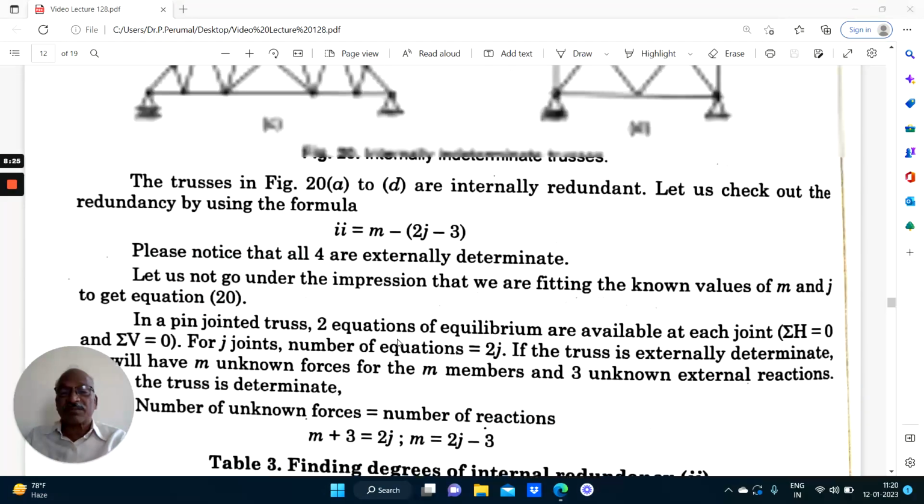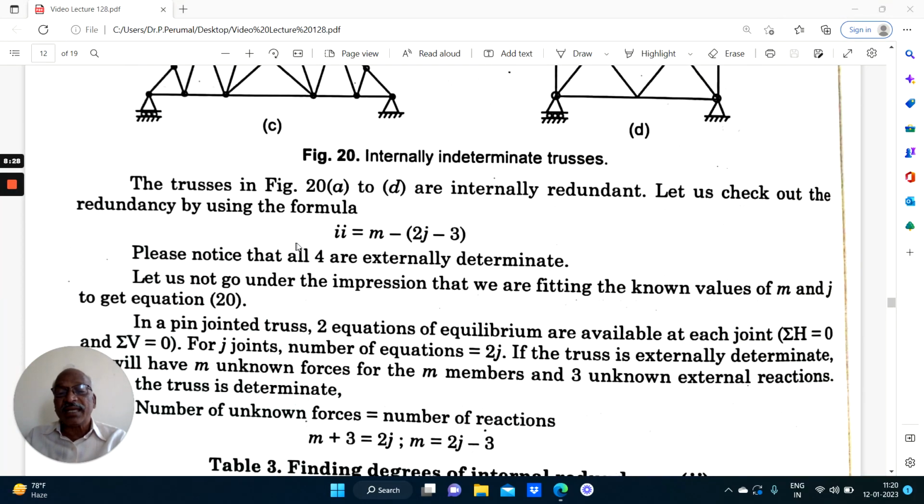say, this is the formula that is used, where I stands for internal indeterminacy. I equal to M minus (2j minus 3). If the number of members and number of joints satisfy this equation, it is called statically determinate. Otherwise, it will be either deficient. If the number of members is less than 2j minus 3, the truss will be deficient. The truss will not be stable. If it has got more number of members, then it is indeterminate.